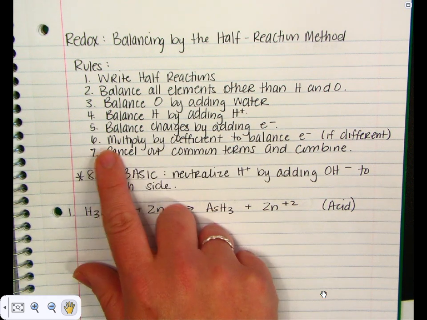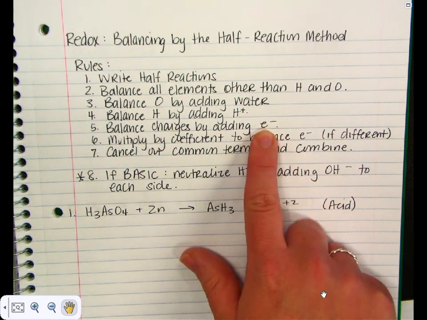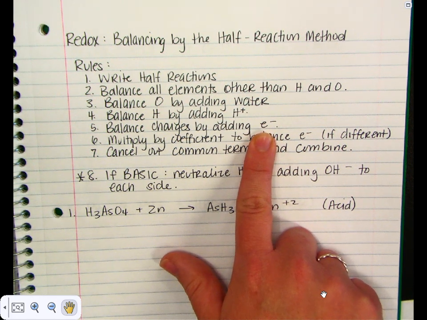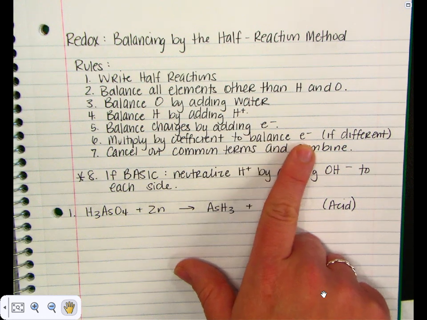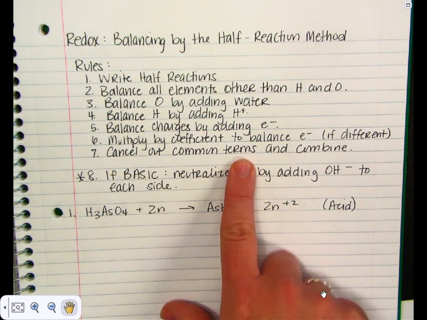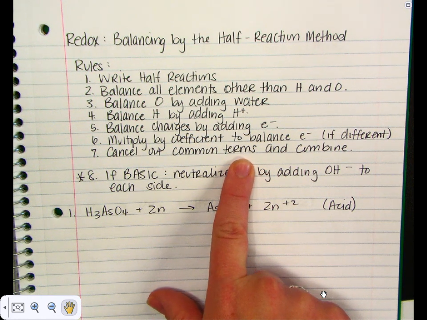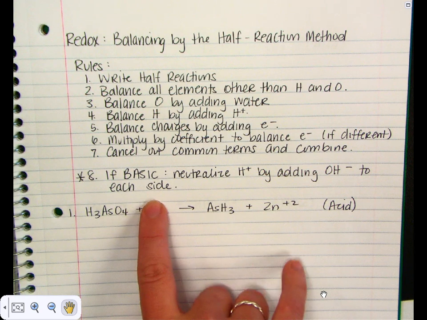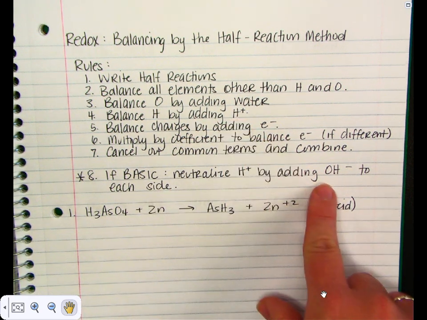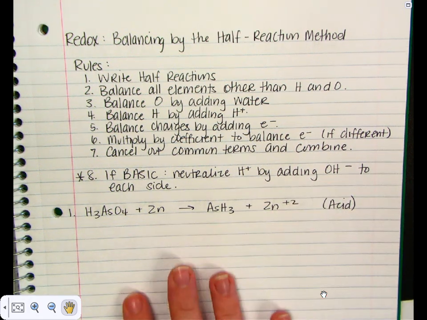You're going to multiply by the coefficient to balance your electrons. So if your electrons in your oxidation are 2 and then your reduction are 4, you're going to have to multiply your oxidation by 2 so that they balance out. If they're not different, then you can skip this step. Cancel out common terms and combine into one reaction. So if you're in an acidic medium, you stop there, you're good. But if you're in a basic medium, you have to neutralize all this H plus that you just added by adding OH minus to each side. So like I said, I'm going to show you 2 of each.